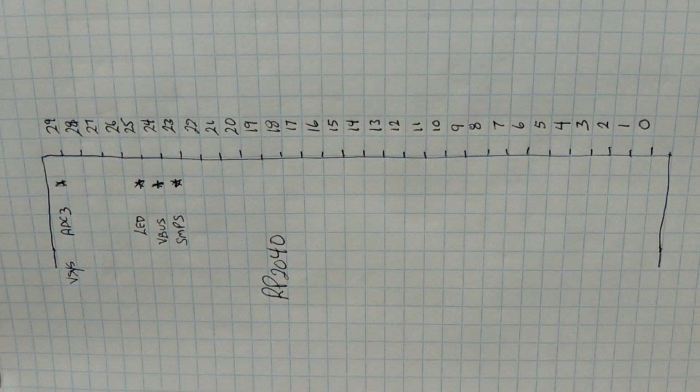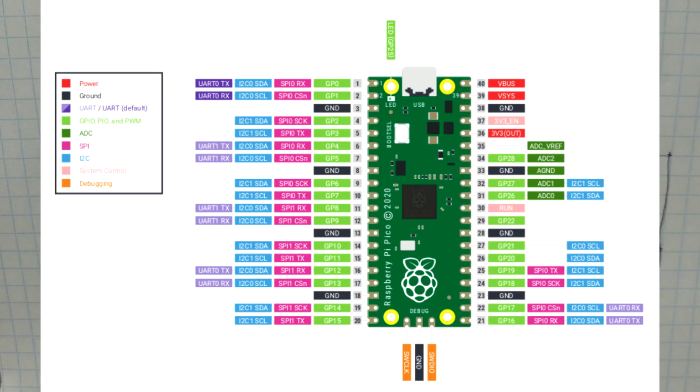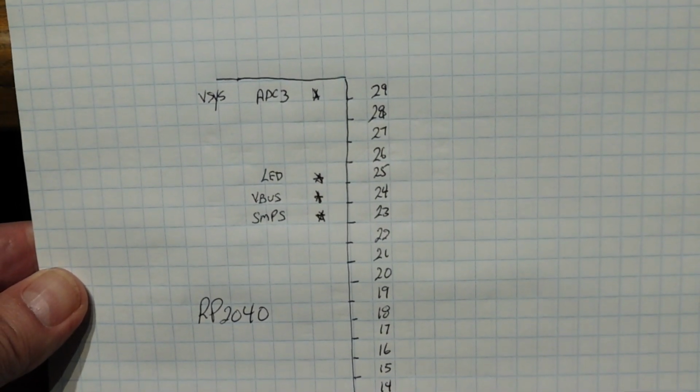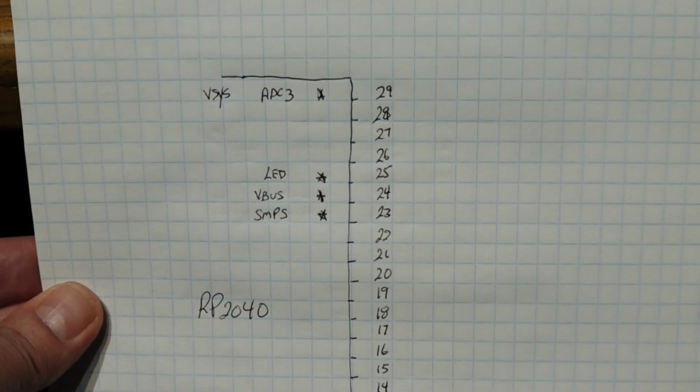Now there are 4 GPIO pins that are not brought out to the perimeter headers on the Pico board. I have them labeled with an asterisk, you can see them here. So that's pins 29, 25, 24, and 23 that do not come out to the header pins on the Pico board.